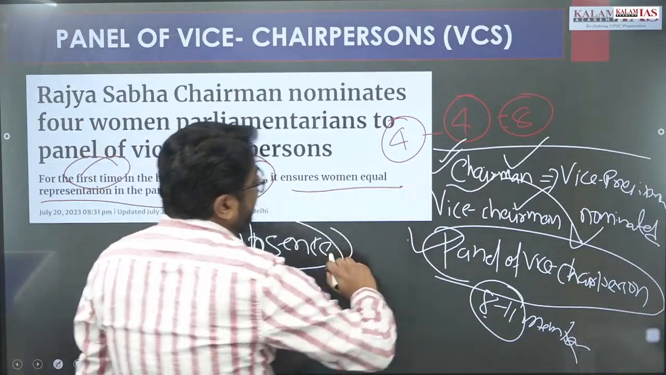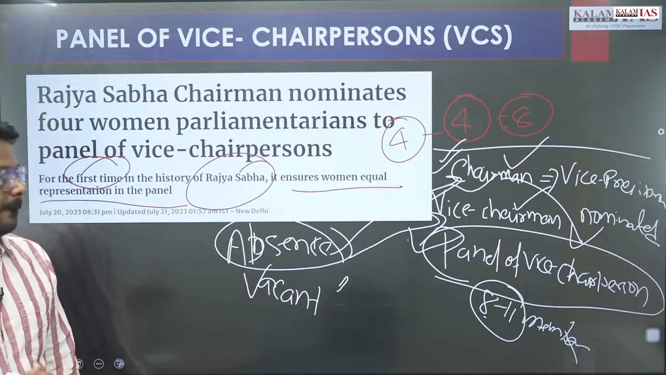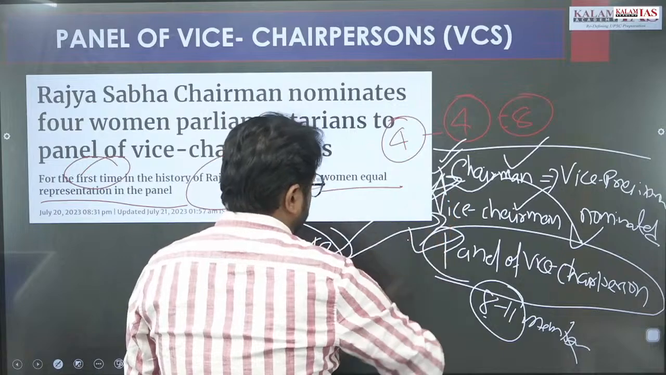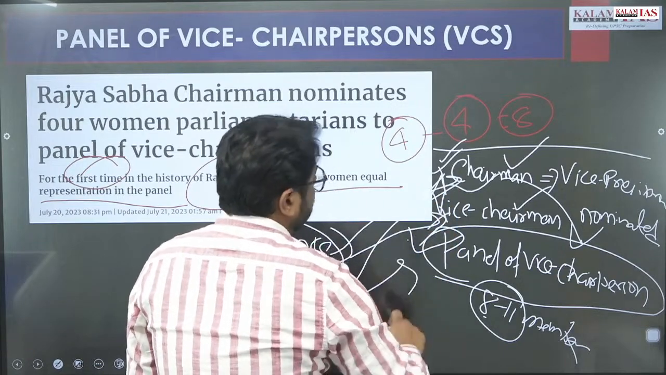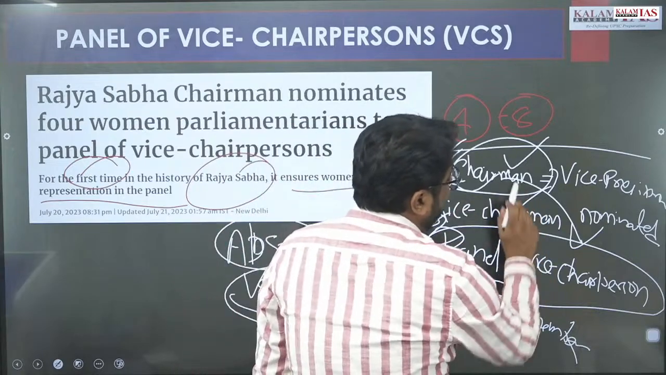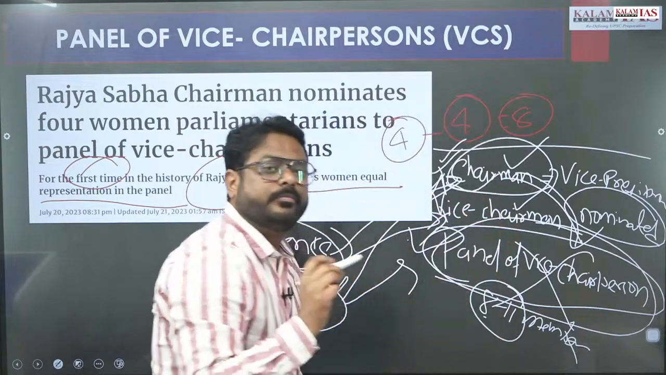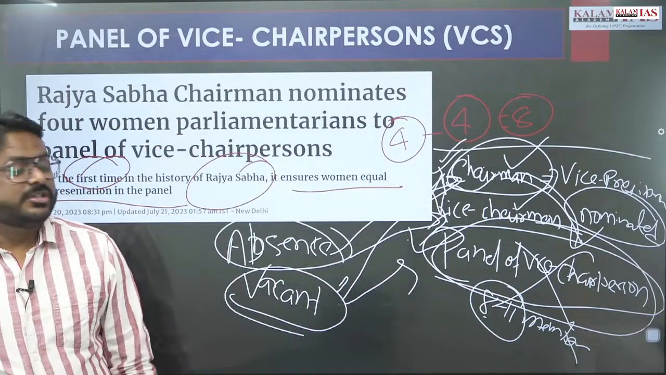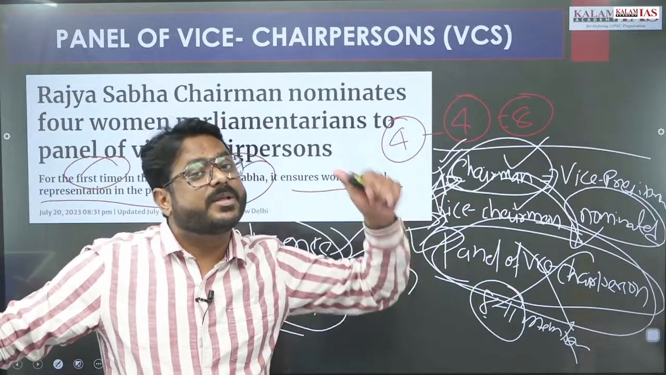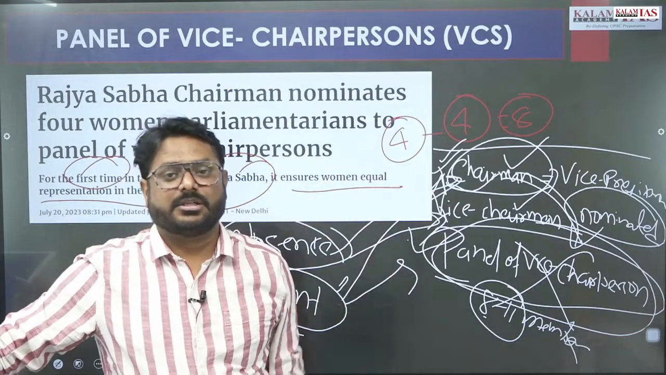Absence means ये सब हैं, आए नहीं आज. Vacant मतलब कोई है ही नहीं, ये सब है ही नहीं. तो जब चेयरमैन ही नहीं है तो जिसको नॉमिनेट किया है उसका क्या वैल्यू है? उसका कोई वैल्यू नहीं है, राइट. तो जिस टाइम पे चेयरमैन एंड द वाइस चेयरमैन का पोस्ट वेकेंट होता है, उस टाइम पे प्रेसिडेंट डिसाइड्स हु विल बी द प्रिजाइडिंग ऑफिसर ऑफ द राज्यसभा.